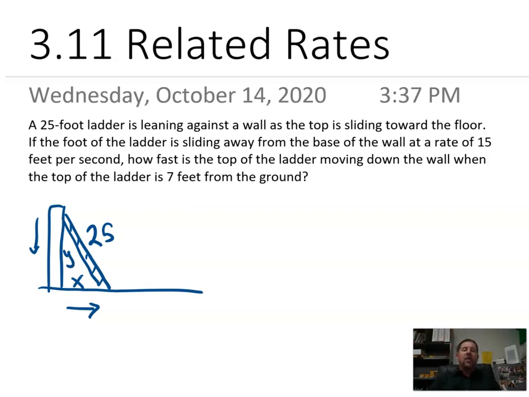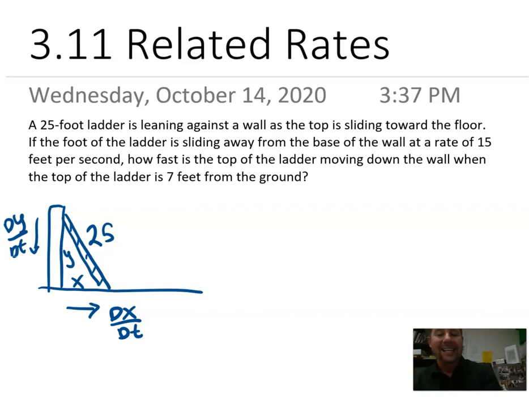Okay? The rate at which this is changing is the change in x over time, right? Delta x over time, or better known in math as dx/dt. That rate that we're going to find is known as dx/dt. And the rate that's moving down the wall is the rate at which y is changing, so dy/dt.